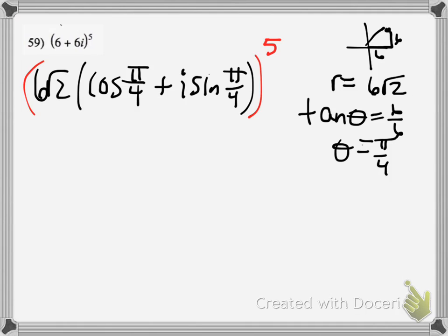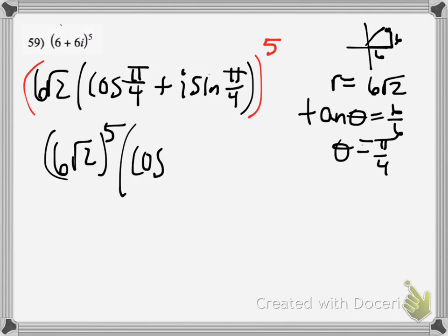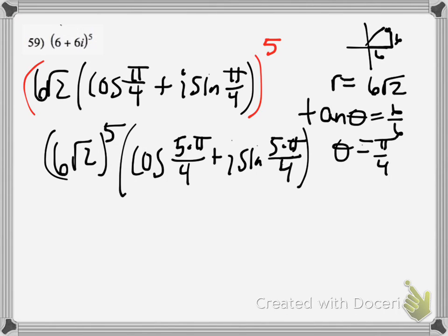And if you remember, that's a little bit easier, because what you're going to do is take your 6 radical 2 and raise that to the fifth, and then it's going to be the cosine of, and you're going to multiply 5 times the angle that you had there. So 5 times pi over 4 plus i sine of 5 times pi over 4. Sorry, I'm getting a little messy there. I'm trying to keep it a little bit smaller.